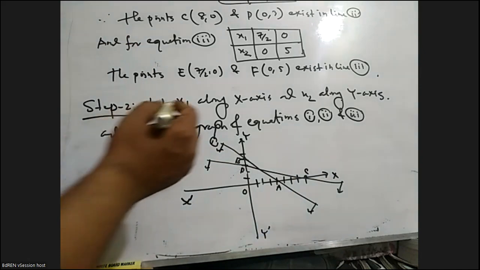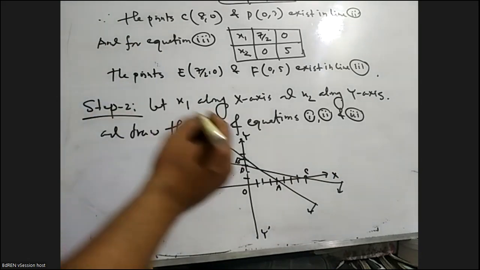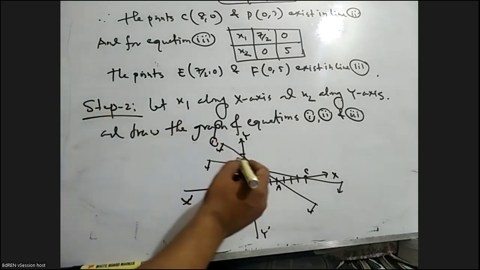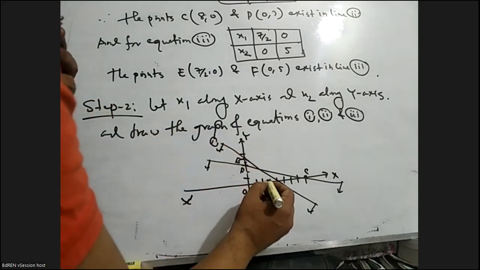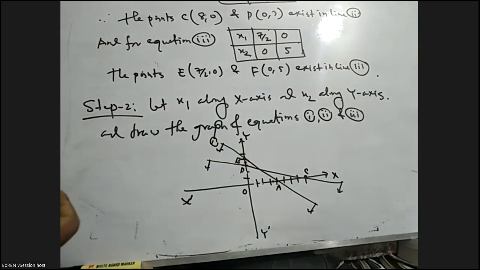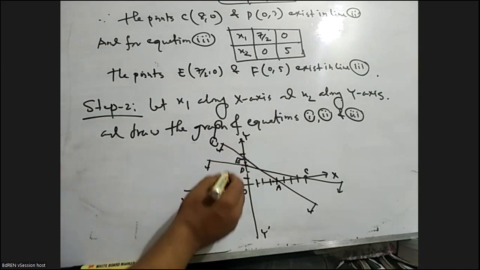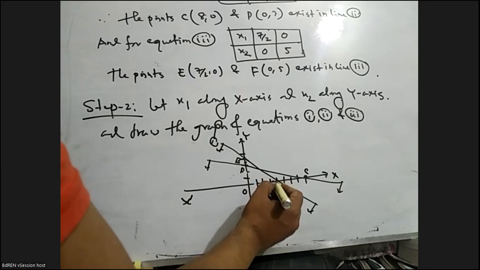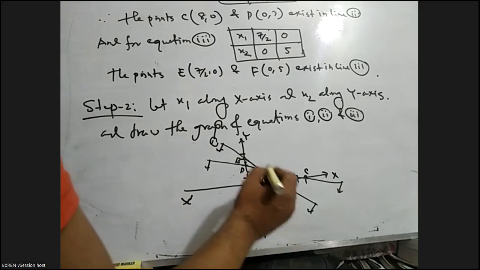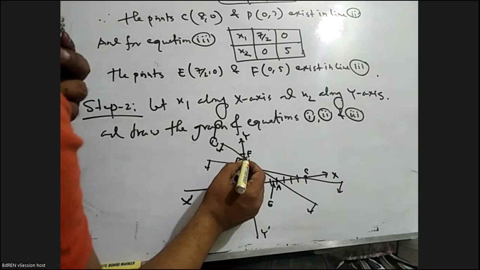Now, E point, 7/2 means what? Actually 3.5. That means 3.5 will be like this. Sorry, this is the y-axis. 1, 2, 3. 1, 2, 3. 3.5 means this one. And 5. This will be the 5. So this point will be the what? E point, and this will be the F point. Now just joining this one.